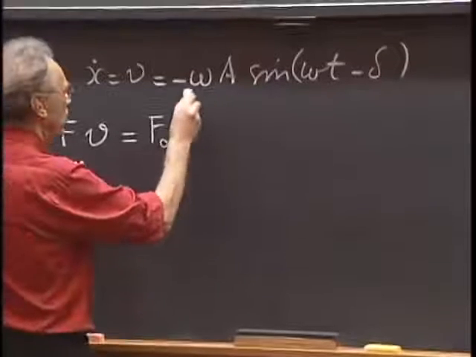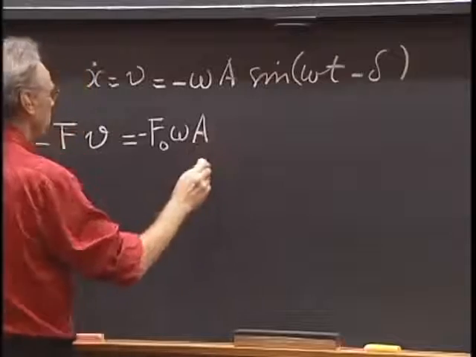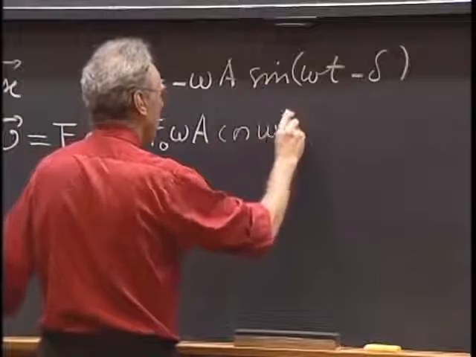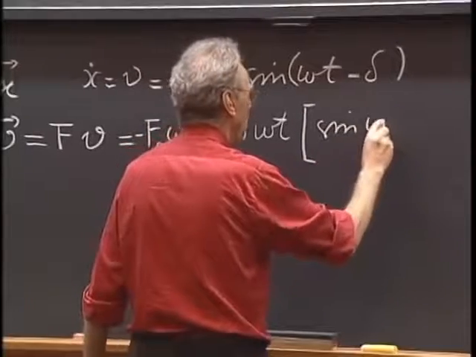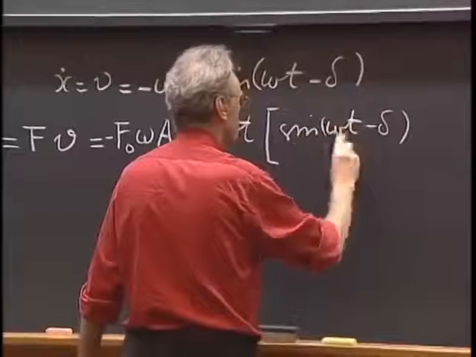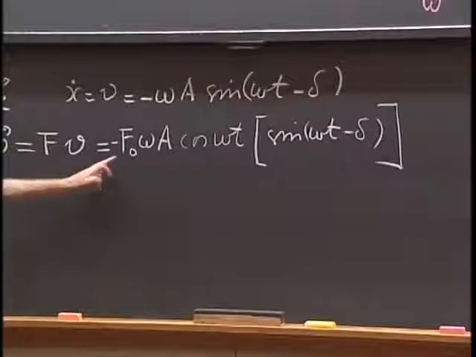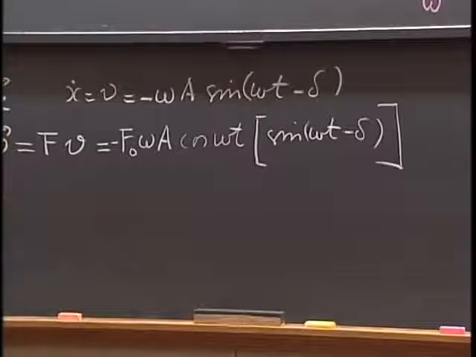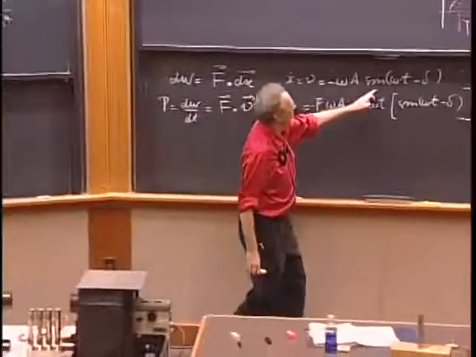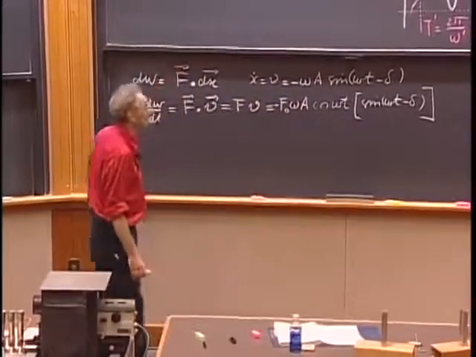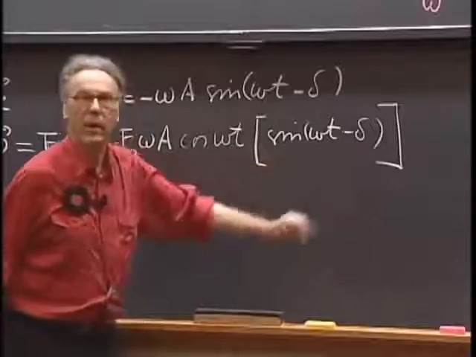So there we go. F0 cosine omega t, but I'm going to put these in also now. So I get omega A, and then I put in the cosine omega t, and now I'm going to put in this one, the sine of omega t minus delta. So take a deep breath. F0 cosine omega t is the force. See that there? And the velocity has been derived from the first derivative of the steady state solution. Gives me a minus omega A sine of omega t minus delta.